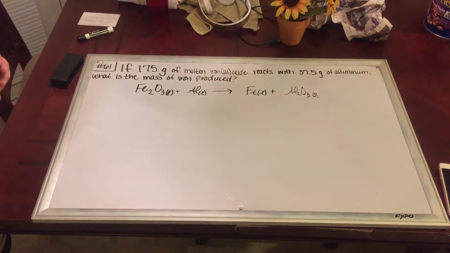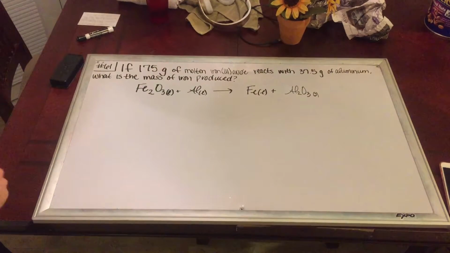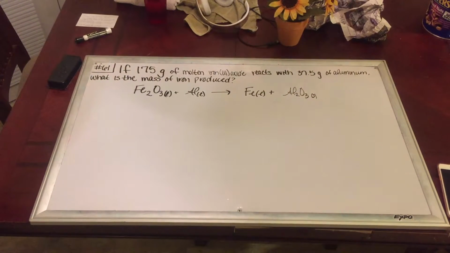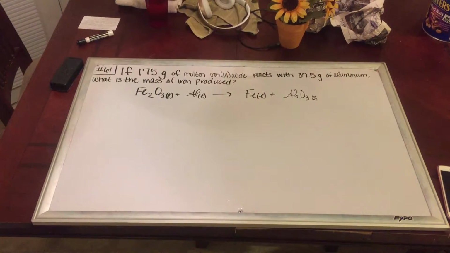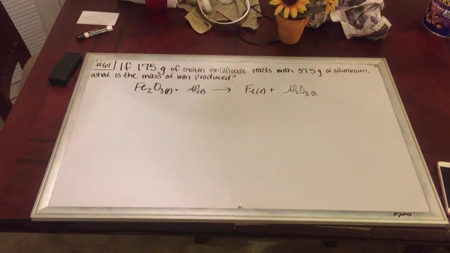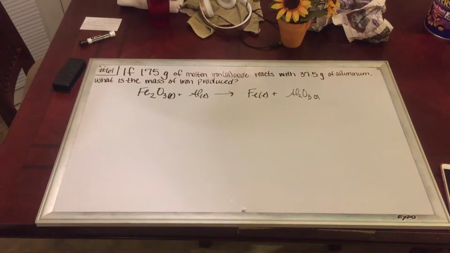Alright, I'm doing number 61. So the problem is, if 175 grams of molten iron 3 oxide reacts with 37.5 grams of aluminum, what is the mass of iron produced?